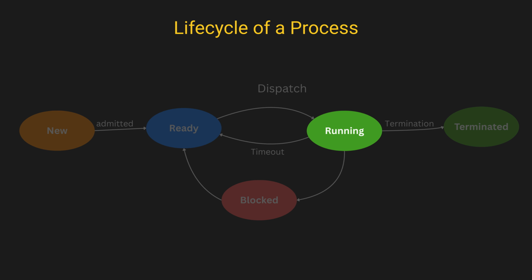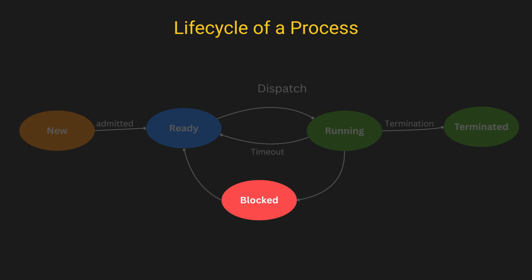Running. This is the action state. The OS scheduler assigns the CPU to this process, sets its state to running, and lets it execute instructions. The program counter advances, registers update, and work gets done. But running doesn't last forever. A process might only get a time slice, like 10 to 100 milliseconds, before the OS switches away to give others a turn. This prevents any one process from hogging the CPU.